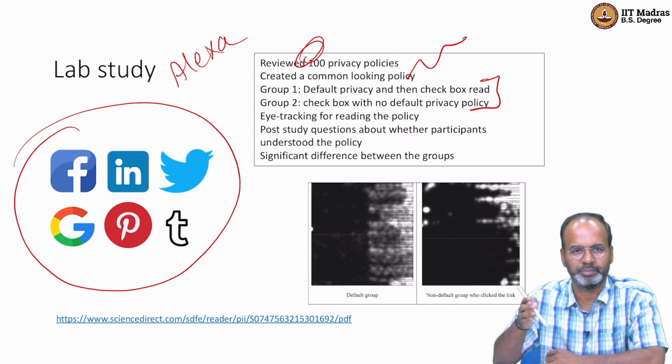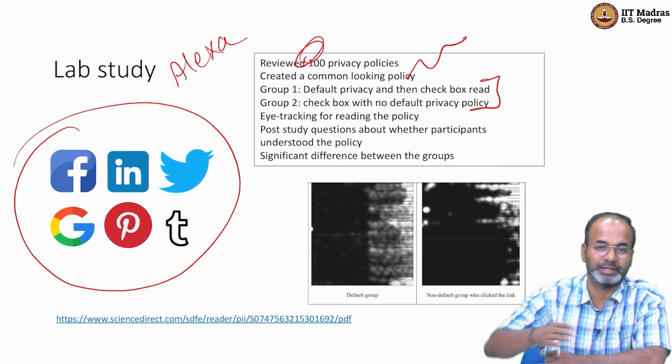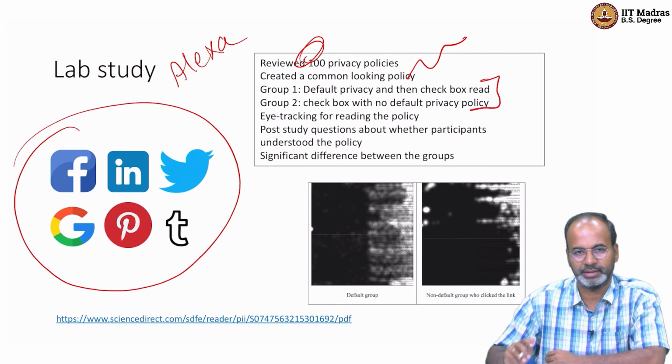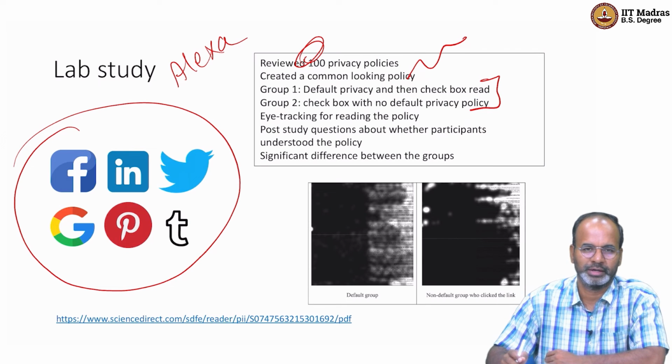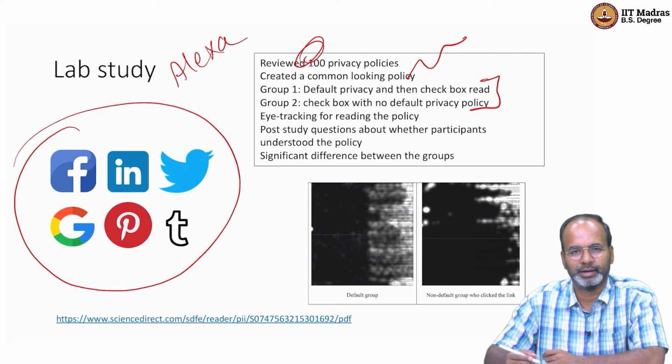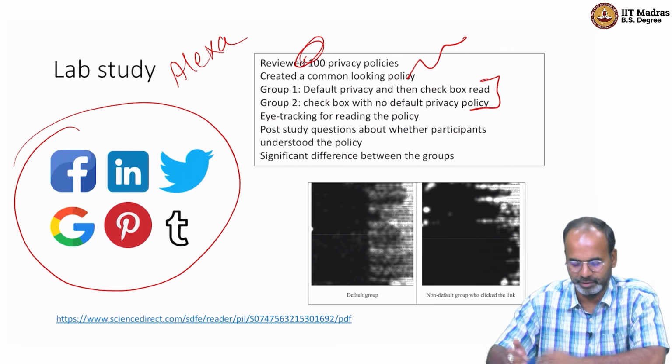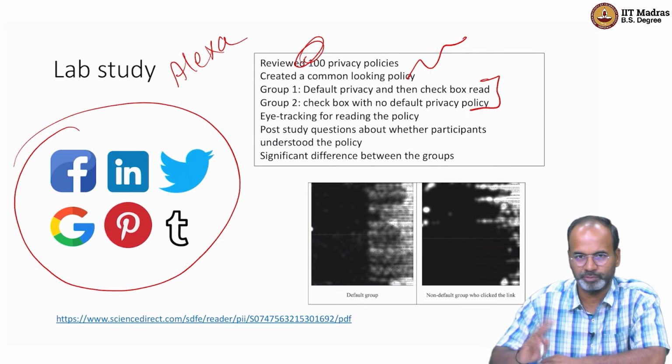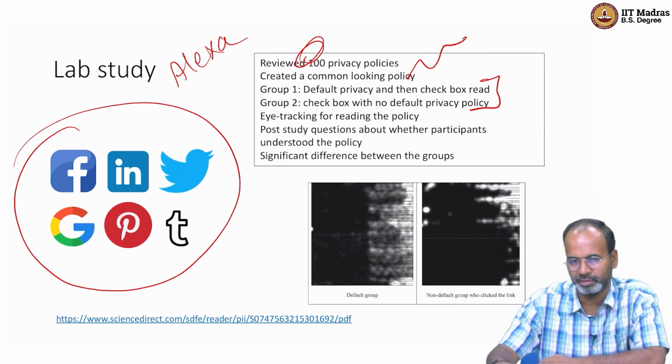I've read the privacy policy. They made sure that the policy is actually explicitly stated and the checkbox is actually after the policy. The other group was the checkbox with no default privacy policy. Policy was not shown, and they have the checkbox saying, click the checkbox saying I've read the privacy policy. And then they kept the eye tracking tool to see how much they have actually read the privacy policy. They asked post-study questions about, did you read this part of the policy?